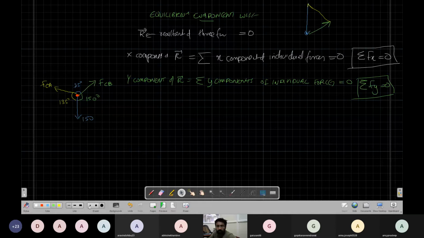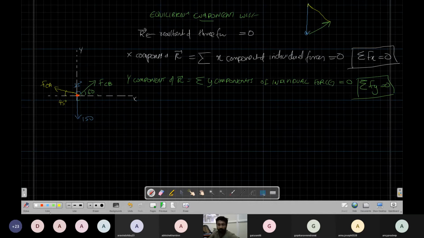Now I will remove these angles. And I will draw this horizontal line. So this is my x-axis. This is my y-axis. X, Y. Okay, now this angle, we consider the 60 and the 45. This is 60. This is 45.